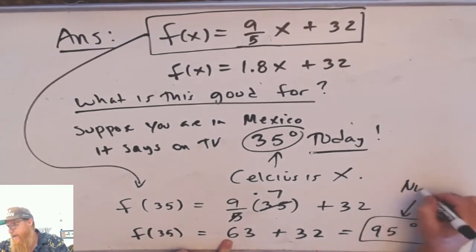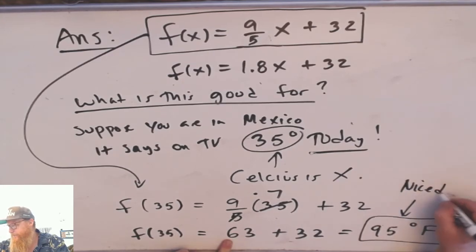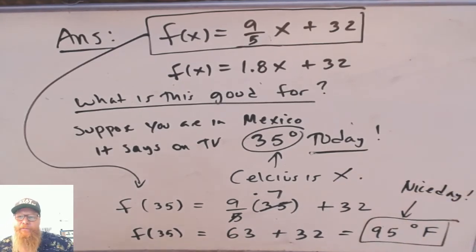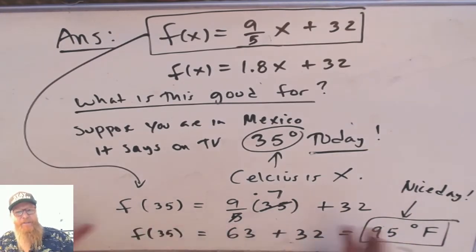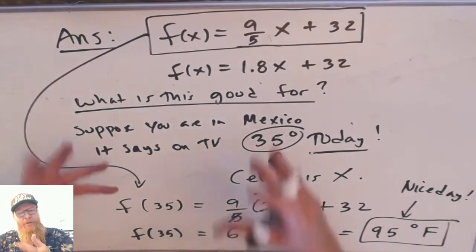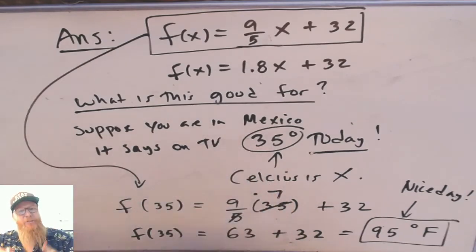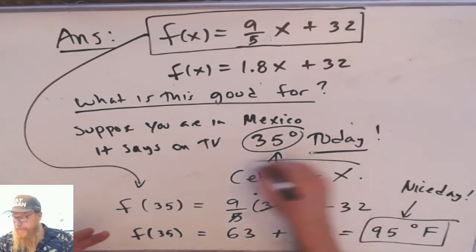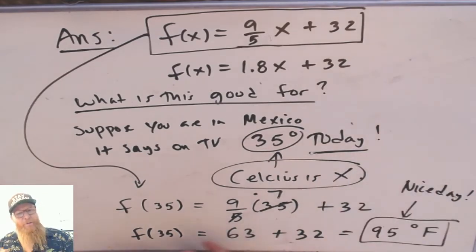So it's a nice day, at least in my world. 95 degrees is a very nice day. All right, it's a little toasty, but it's nothing to cry about. You certainly don't need to go inside. You could go outside at 95 degrees. So that's what this is good for. You plug in various temperatures for Celsius, and it will tell you what the corresponding Fahrenheit temperature is.